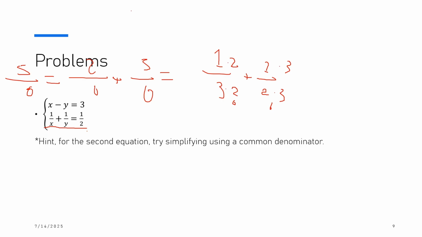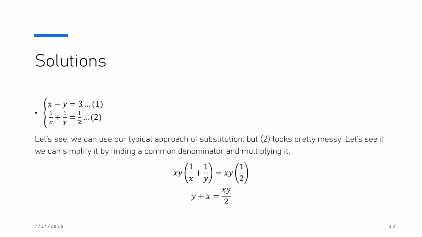You may solve this problem by pausing the video, but I'm going to move on, and let's just see how we even do this problem. So let's see, we can use our typical approach of substitution, but as you can see, number 2 really doesn't look good, it looks pretty grumpy. So we actually have to make sure to smoothen out the expression by using a common denominator approach.